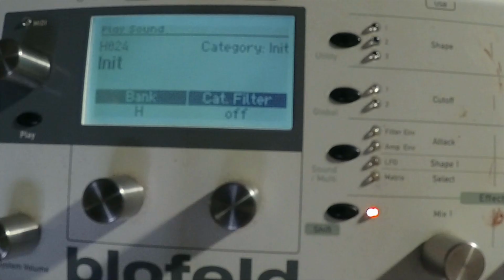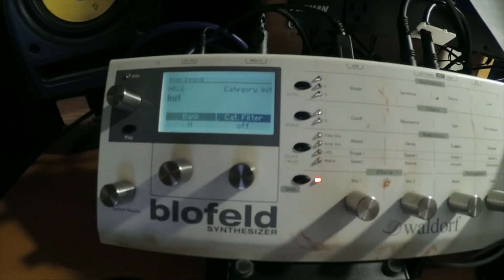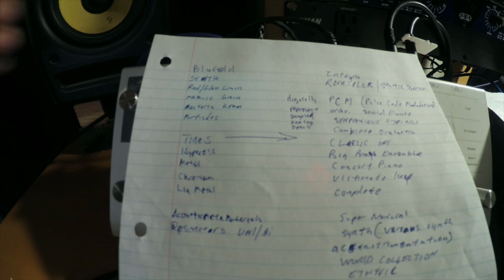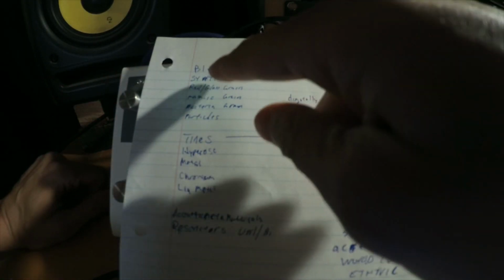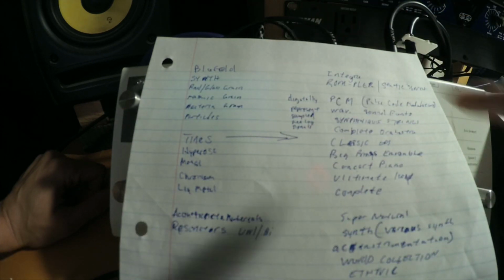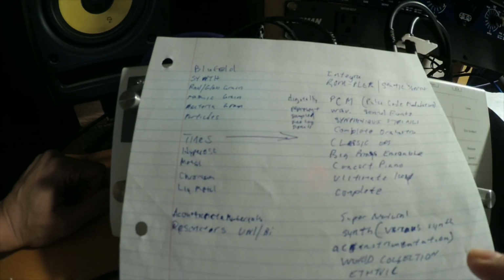Alright, so we're going to continue on these little topics. On this sheet of paper here, I have some stuff written down, because I was doing some comparison, as I always do. Now, this side is the Blofeld, and this side is the Roland Integra.